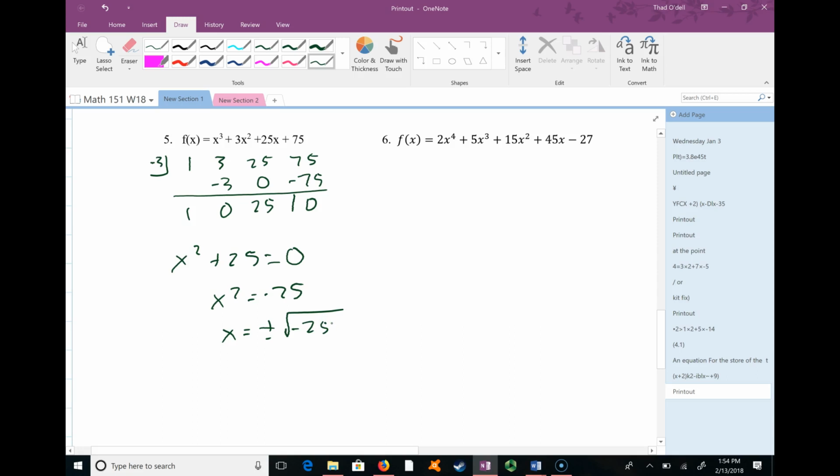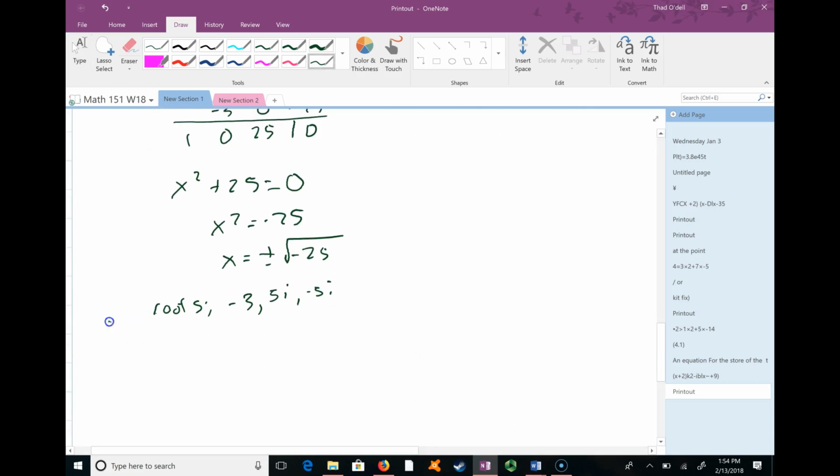So now, this is where the imaginary number comes in. I'm taking the square root of negative 25. So the square root of 25 is 5, and the square root of negative 1 would be i. So this is really saying that the roots are negative 3, 5i, and negative 5i. So those are my roots.